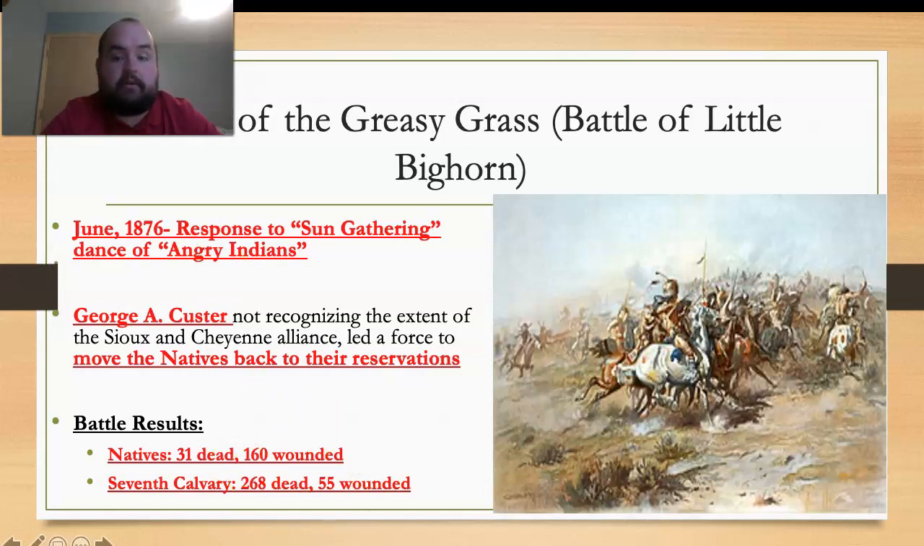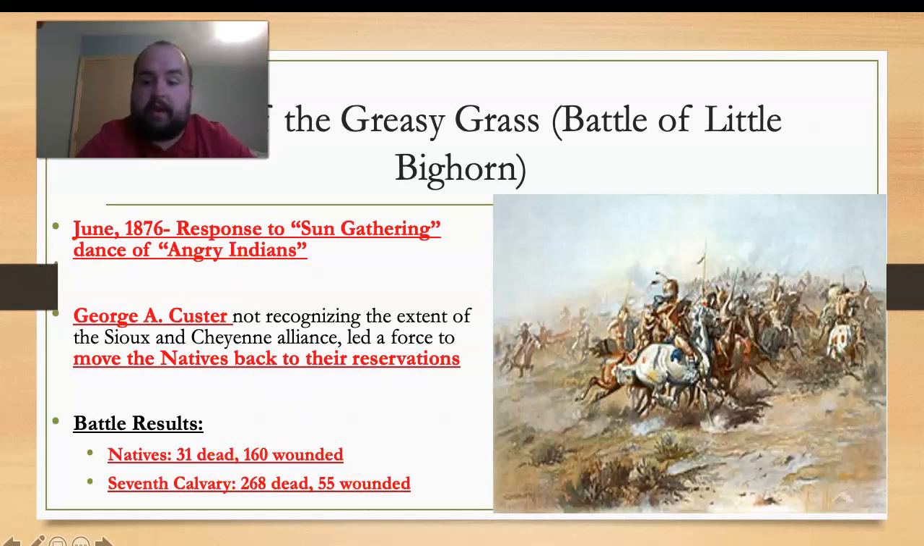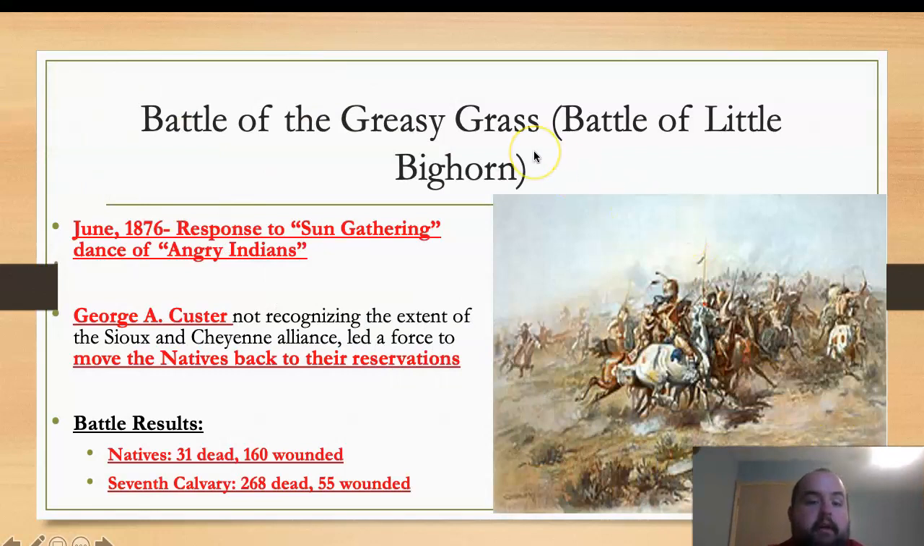Now, I'm sure you're all somewhat familiar with this battle I'm getting ready to discuss. This is the Battle of the Greasy Grass, which is also commonly known as the Battle of Little Bighorn. This is one of the most infamous battles in all of American history, actually. This occurred in June of 1876, and was a response to the sun gathering dance of the "angry Indians," as they were called by the Americans.